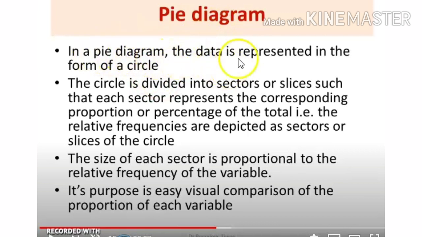In a pie diagram, the data is represented in the form of a circle. The circle is divided into sectors or slices such that each sector represents the corresponding proportion or percentage of the total. That is, the relative frequencies are depicted as sectors or slices of the circle. So the size of each sector is proportional to the relative frequency of the variable. Its purpose is an easy visual comparison of the proportion of each variable.